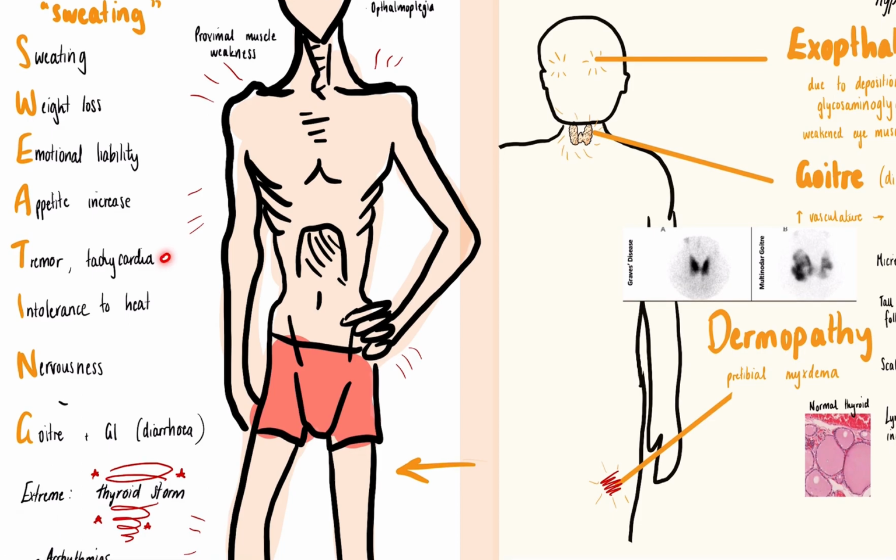You can get tremor and tachycardia, and an intolerance to heat because of your increased basal metabolic rate, meaning that your body temperature is generally raised. And so if you're in a slightly warm place, you'll feel very, very hot. You can feel nervous, and you'll get goiter, which is the enlargement of your thyroid gland, which can be felt in your neck. You can also get diarrhea.